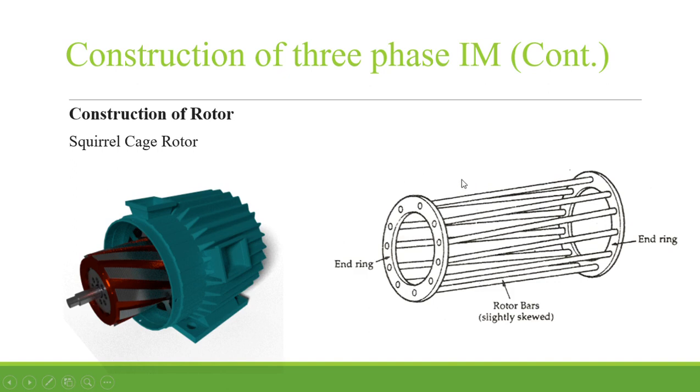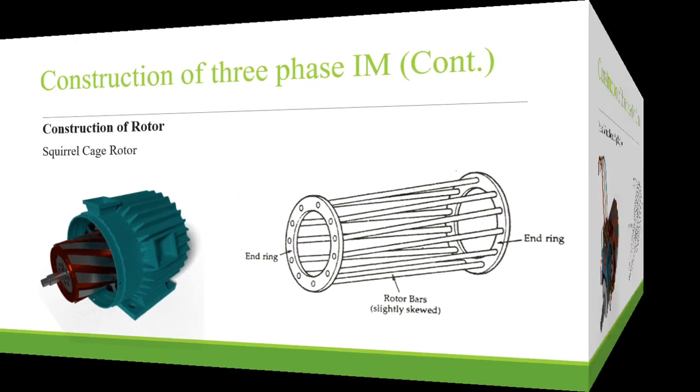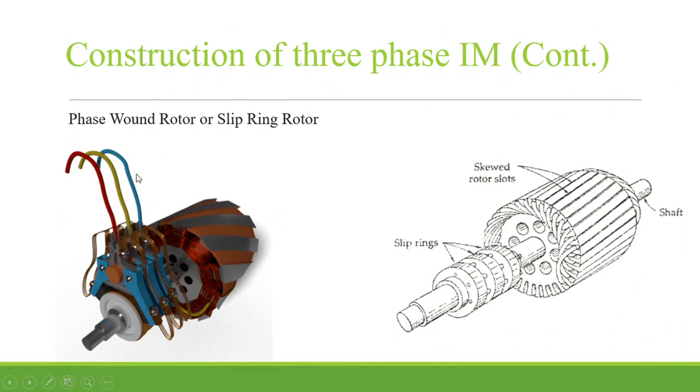Secondly, there are no brushes, no commutator. So this kind of rotor requires less maintenance and it is highly advantageous for use. Where are these squirrel cage induction motors used? They are used in lathe machines, drilling machines, blowers, printing machines, etc.